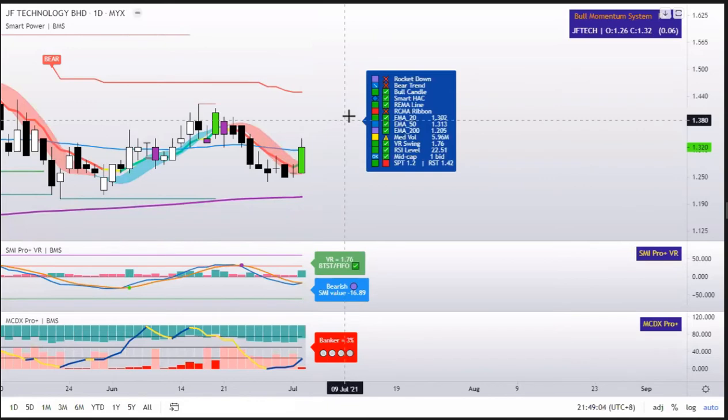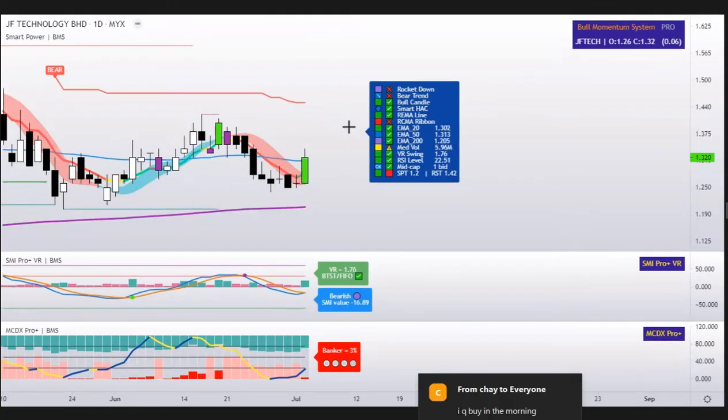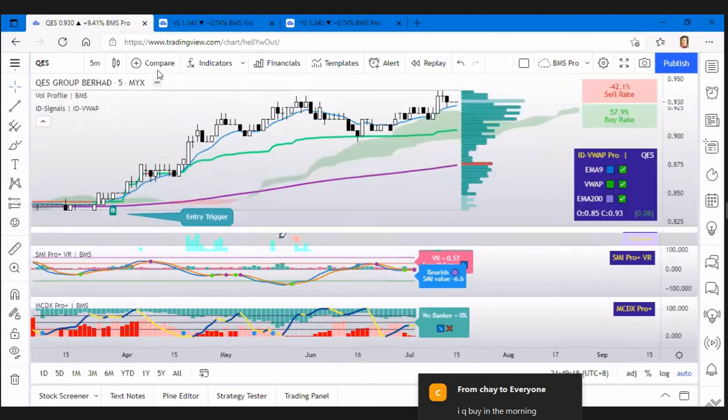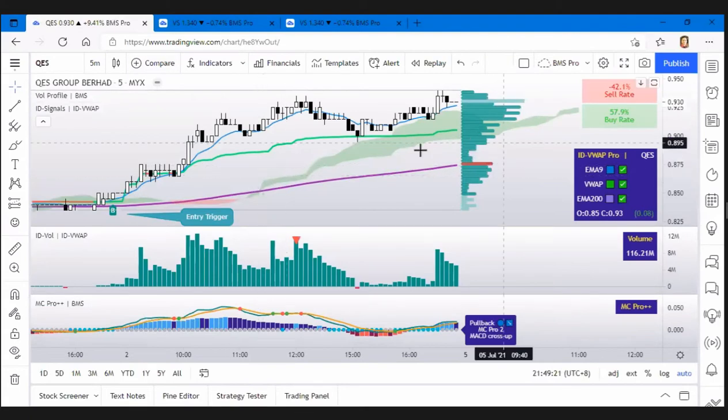Just to show you what is ID VWAP. We have a day trade chart. Okay, we also have a swing trade chart. We have a day trading chart. Buy in the morning, yeah. So he bought in the morning. Just to show you what is ID VWAP. Okay.